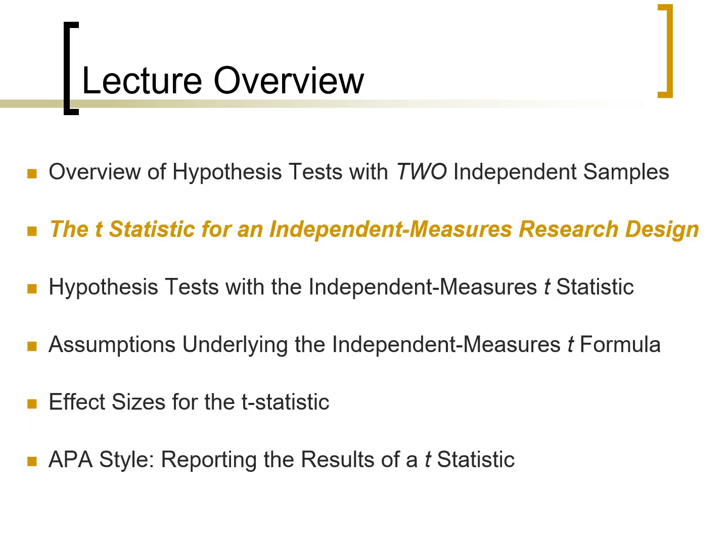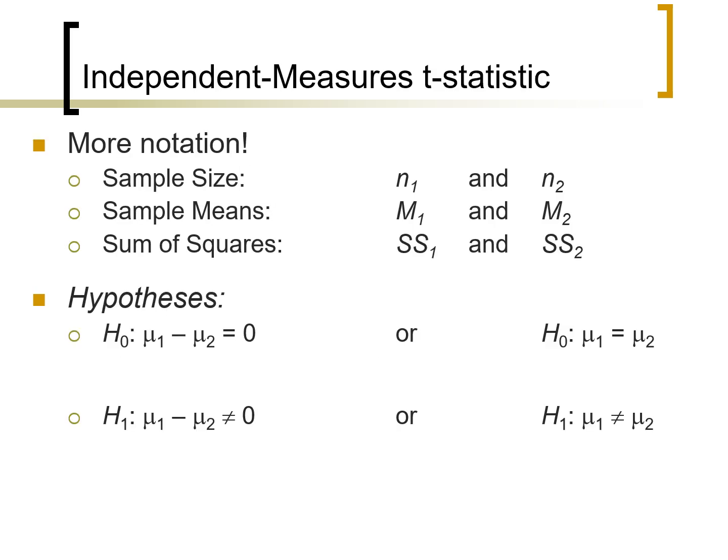So let's look at the beginnings, or the foundation, for the independent measures research design, leading to independent measures hypotheses and so forth. Let's be precise on notation. If we have a sample size, we are talking about little n1 for sample 1, little n2 for sample 2. We have our means, which are big M1 and big M2. And for each sample, we also have a measure of variability, in this case our sums of squares for sample 1 and sums of squares for sample 2.